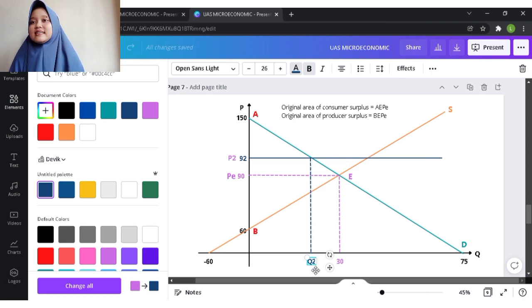So after there is a minimum price, of course the area of consumer surplus and the area of producer surplus will change, because it absolutely affects the consumer surplus and the producer surplus.